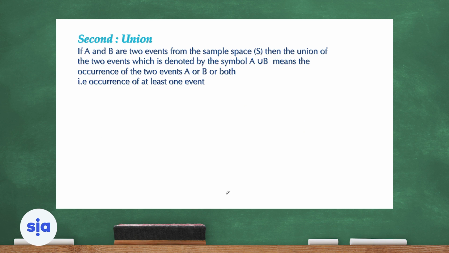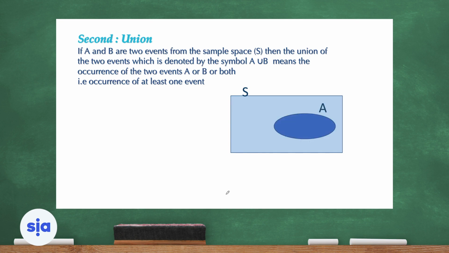The second part, after talking about the intersection, we'll be talking about the union. If A and B are two events from the same sample space, then the union of the two events, which is denoted by the symbol A union B, means the occurrence of two events A or B or both. Occurrence of at least one event. If you check this Venn diagram, here's A and here's B. So if I take them both together, this is the A union B.